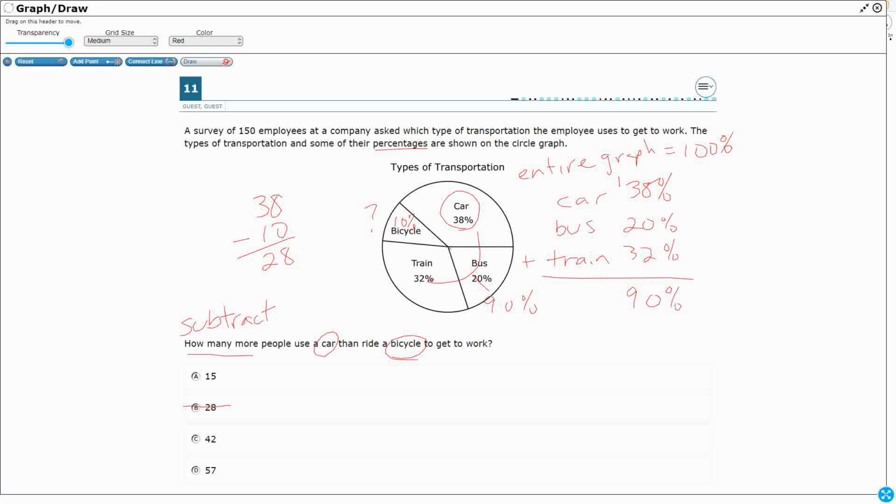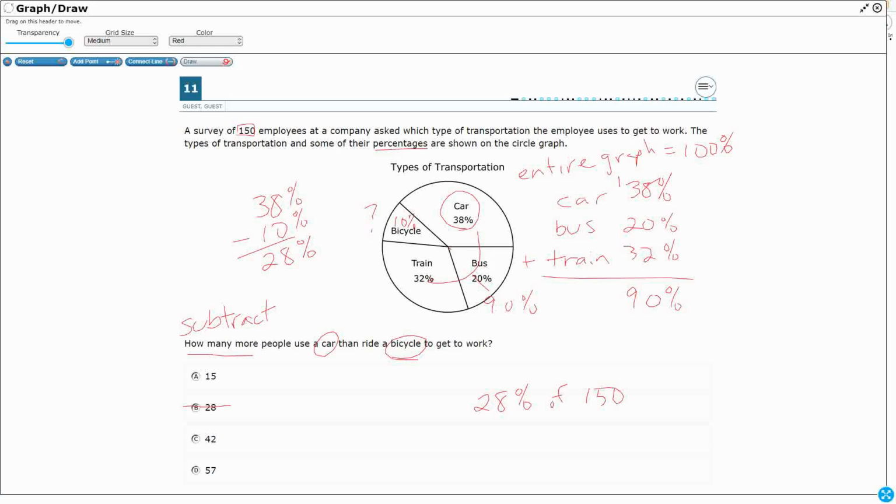Unless this had 100 people, you can't do that because that's not a 38. It's a 38%. It's not a 10. It's a 10%. So there is a 28% difference between the car and the bicycle. And it only works if there's 100 people. There's not 100 people. There are 150 people. So what we can do here is multiply that 28%, right? And we can take that of 150. If we do that, then we'll get the actual number.